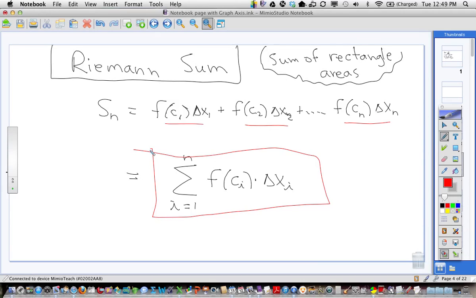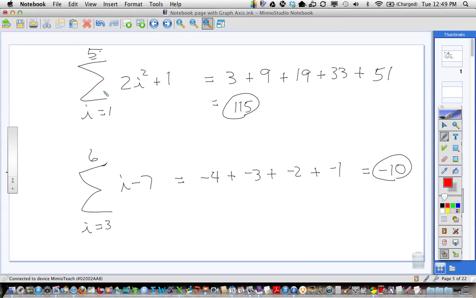Now, I'm going to skip ahead a page, and you can jot this down if you want to. I've got a couple sigma problems worked out here. Here's the first one. And on your homework, you're going to have some of this. But the way you read this is sigma of 2i squared plus 1, i equals 1 to 5.